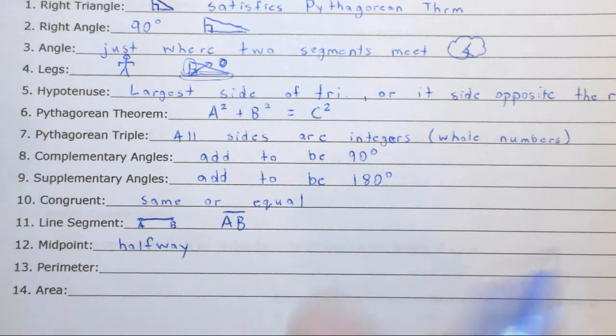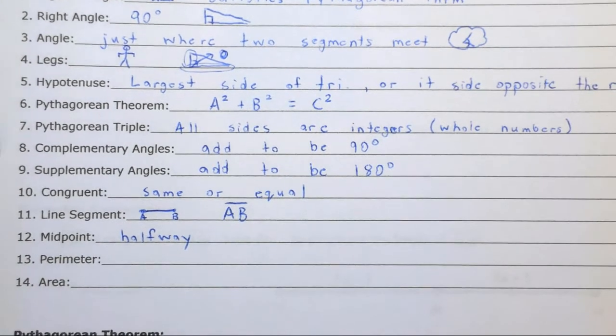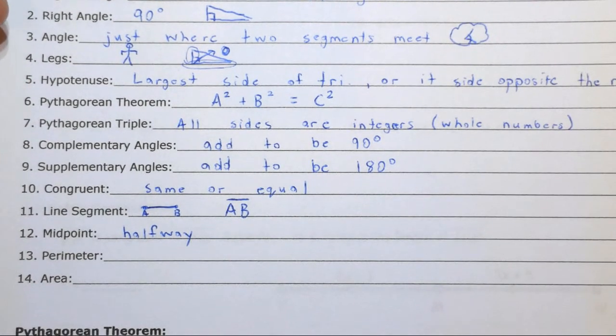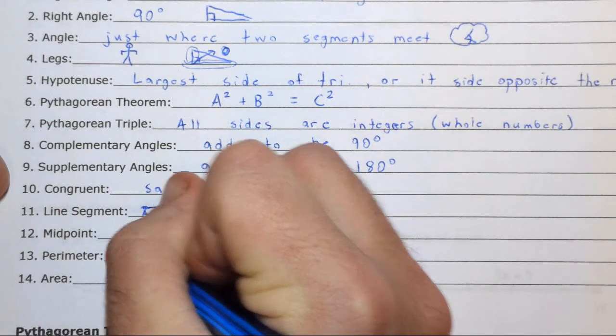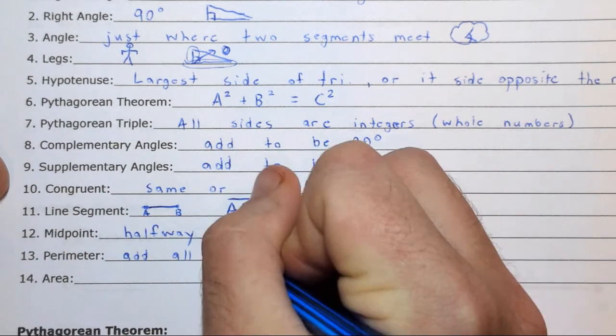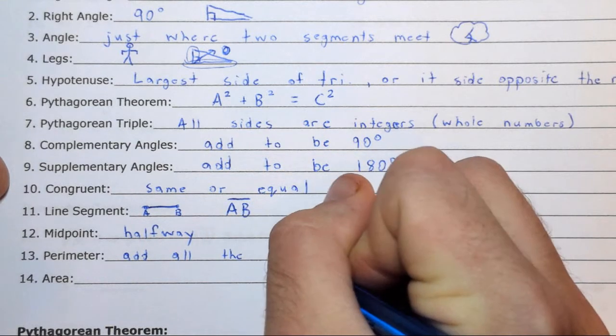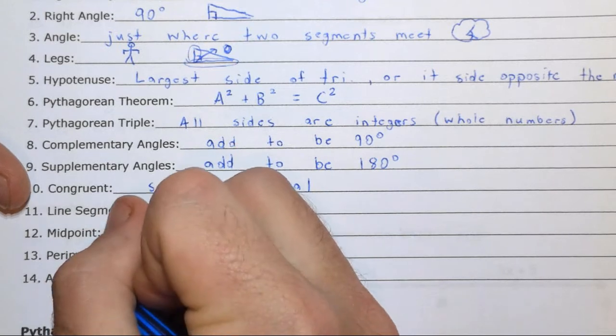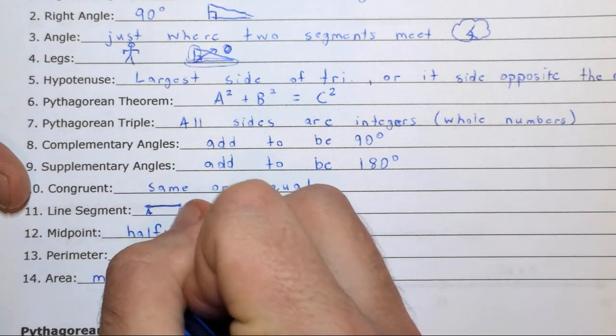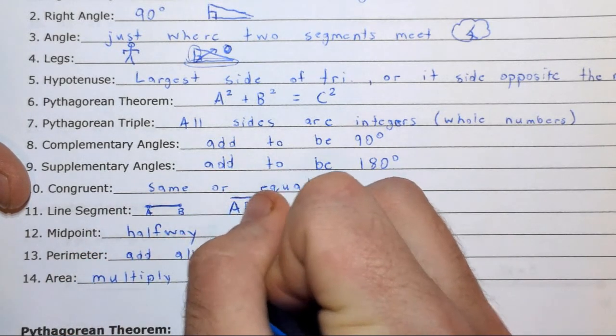Perimeter. If you don't know perimeter right now, I am SMH, bro. SMH. Because we've been in math for way too long for you to not know what perimeter is. Perimeter, I add all the sides. Area, I multiply to find the inside.